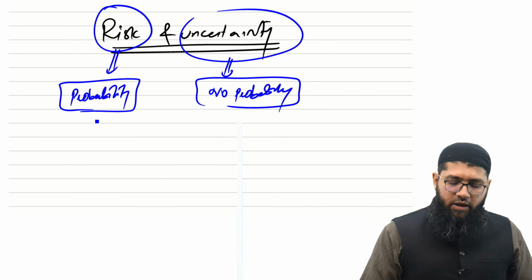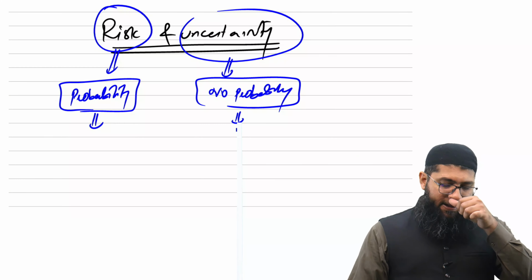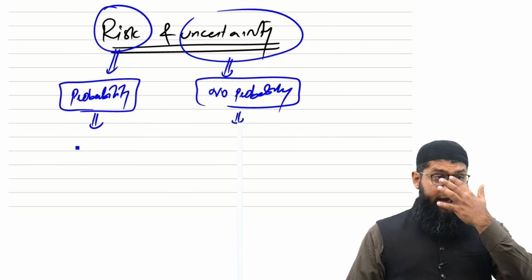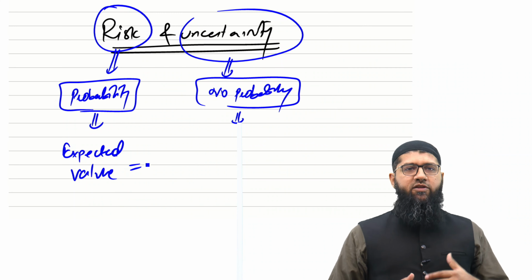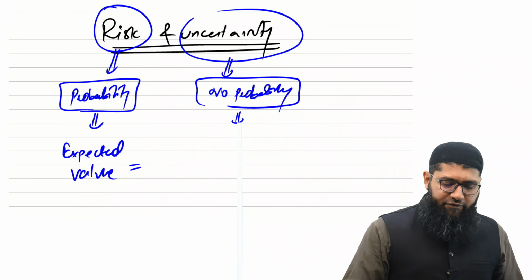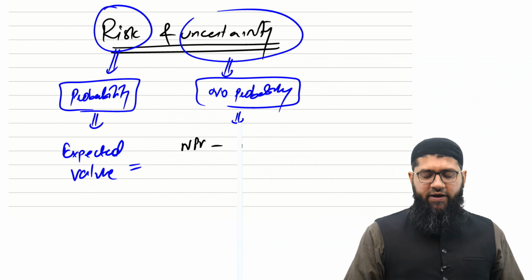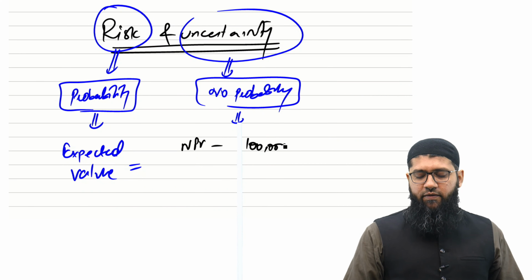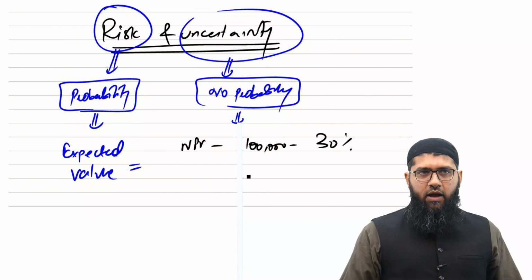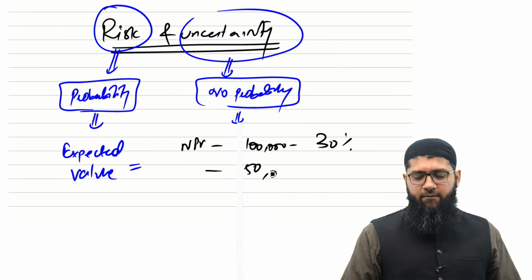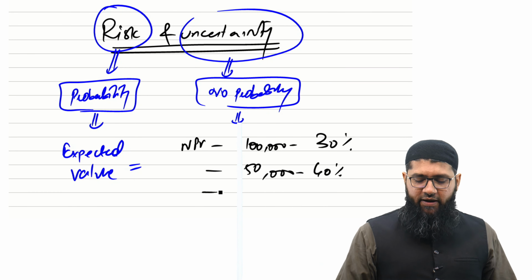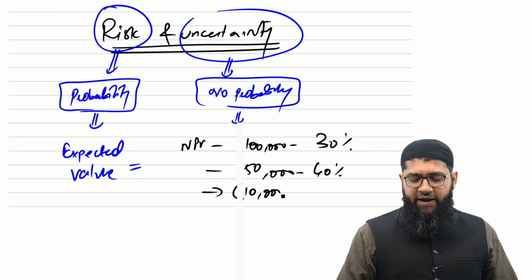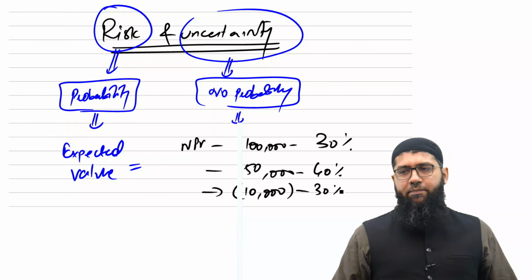Now let me guide you a bit. Generally, there are different types of techniques, and one of them is the expected value technique. The expected value technique is based on average probability. For example, let's say a project has an NPV of 100,000 with a 30% chance, a project has an NPV of 150,000 with a 40% chance, and a project has a negative 10,000 NPV with again a 30% chance.